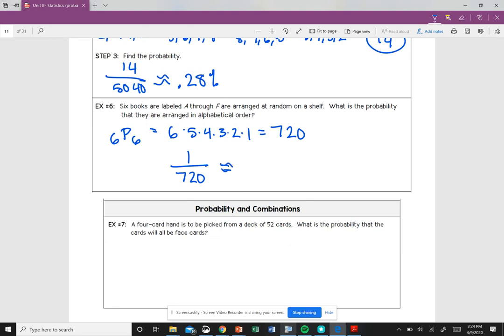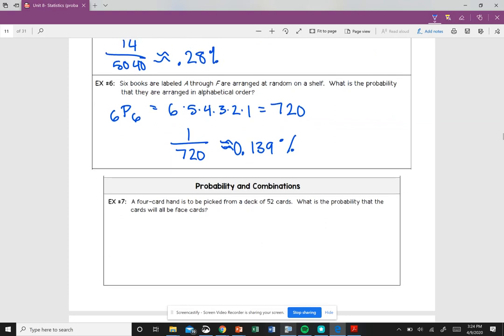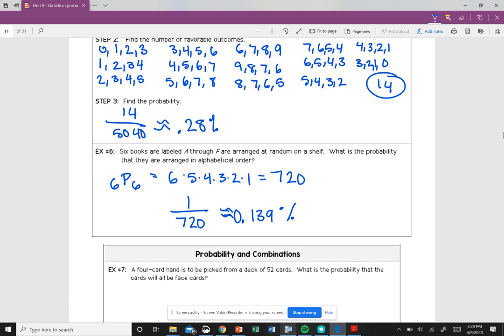So this is approximately 0.139%. That is a very, very tiny number. All right, that's as far as we're going to get today.